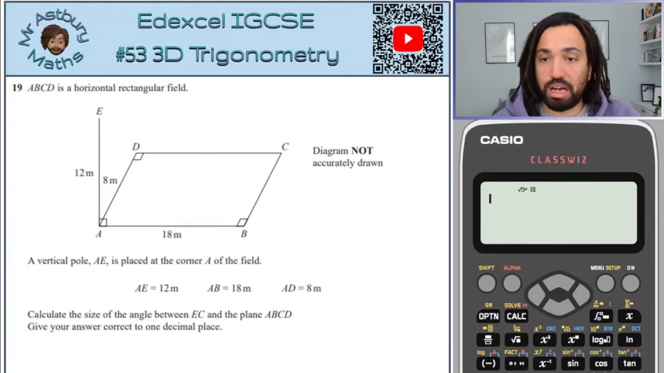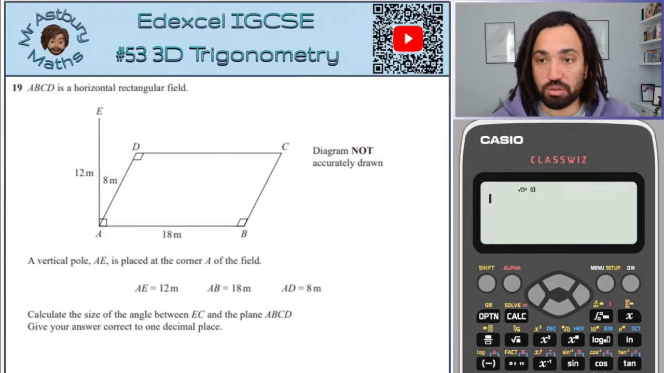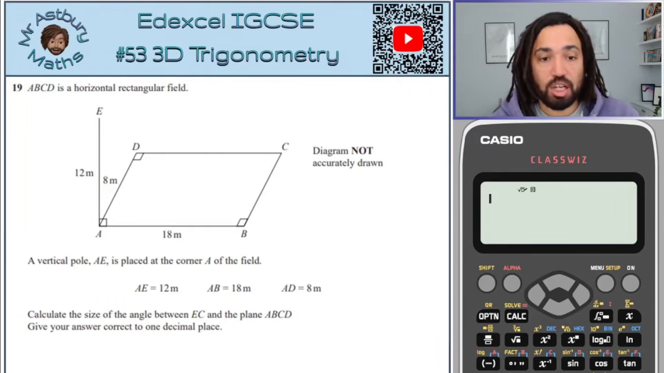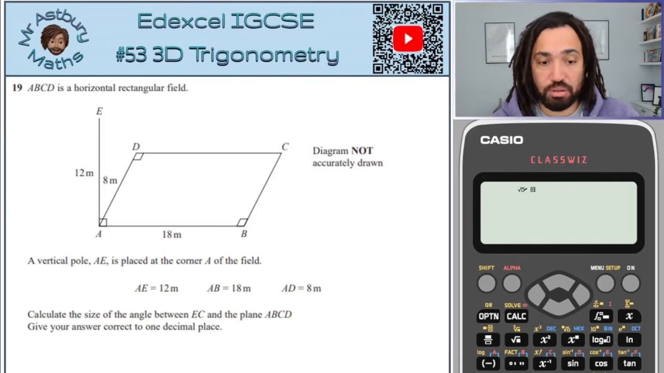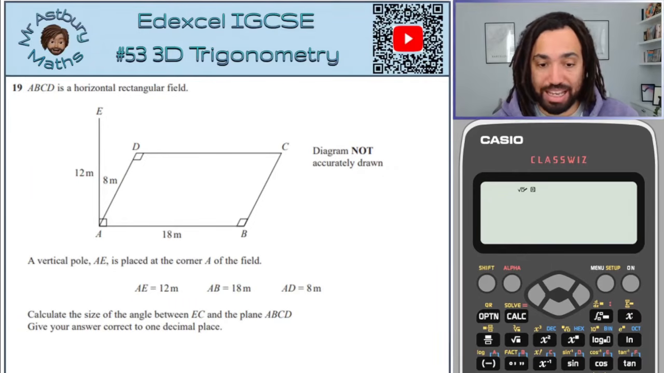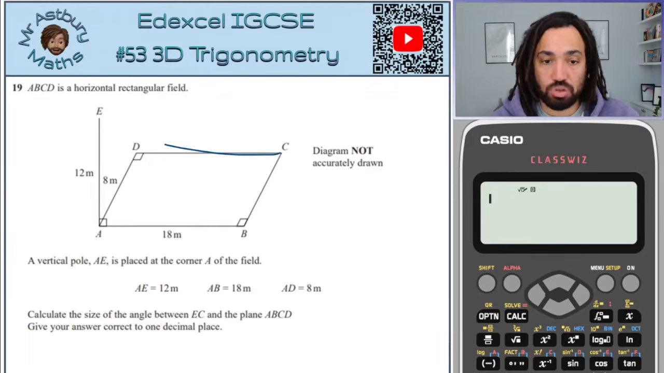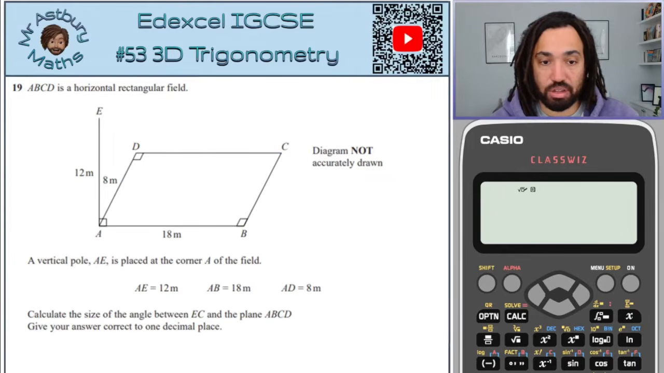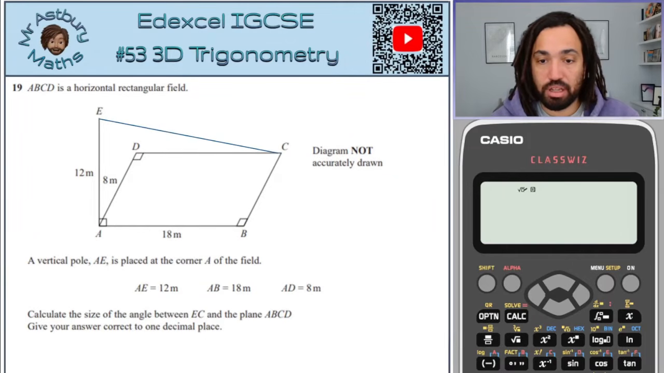Now, 3D Trig is all about drawing 2D triangles on a 3D diagram. We've got a horizontal rectangular field, and a vertical pole AE placed in the corner. It says calculate the size of the angle between EC and the plane ABCD, the rectangular base at the bottom. Give your answer to one decimal place.